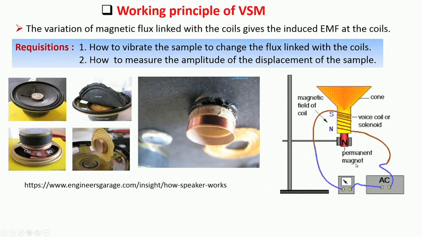In a loudspeaker there is a permanent magnet. It has a south pole and a north pole. There is a coil, and this coil is placed on top of this permanent magnet. If you take another permanent magnet having a south pole and north pole, you know like poles repel each other, and north and south poles attract each other.